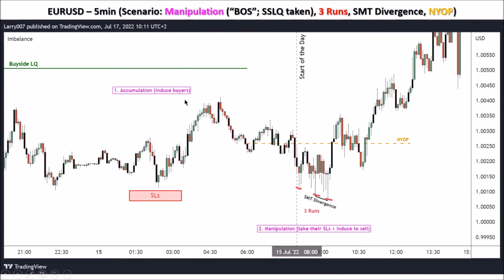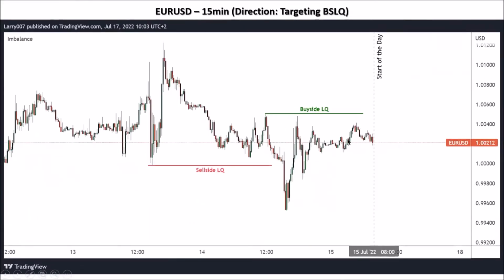So I will explain the 1-2-3 type of stuff which ICT uses, and I like also to use it sometimes because it gives me more confidence, like more scenarios behind my analysis. So first, let's get back to 15 minutes. The only thing is I know I want to buy, okay? I know the direction, but does it mean that I have to buy right there? No.